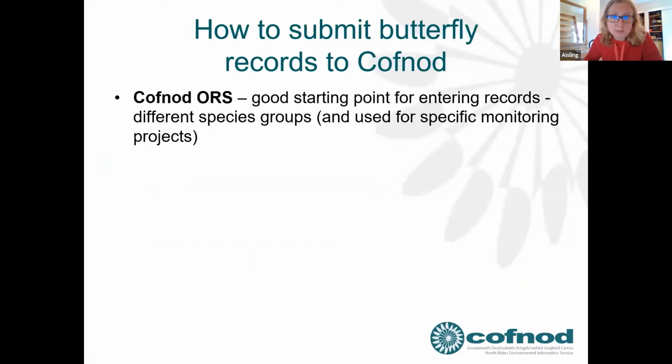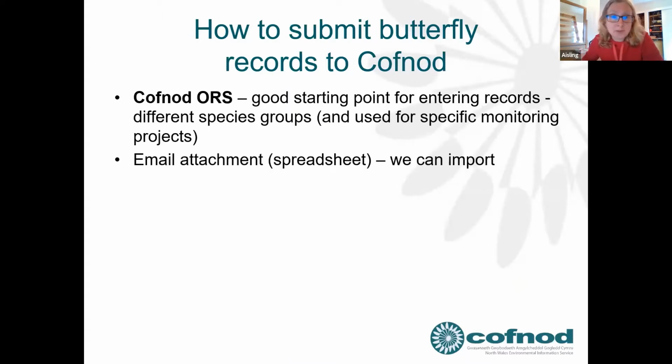So how to submit butterfly records to Cofnod? Well, the Cofnod ORS is a really good starting point for entering records, because you can enter records of lots of different species groups, and in some instances, it's also used for a specific monitoring project. You can also send us an email attachment if you have data in a spreadsheet already. We wouldn't want you to go and try and then enter each record individually into the ORS. We can always import from a spreadsheet.